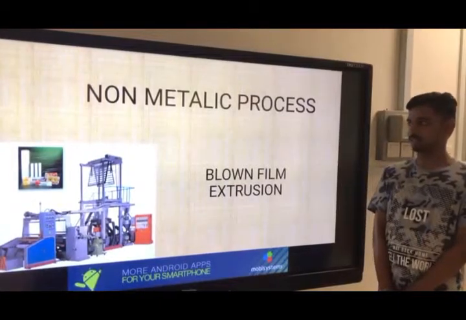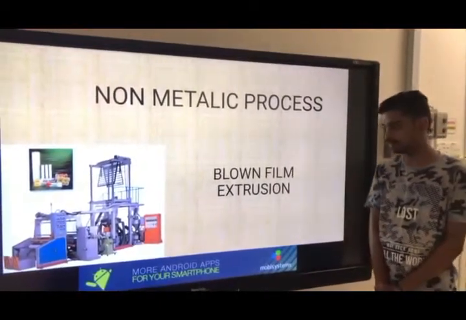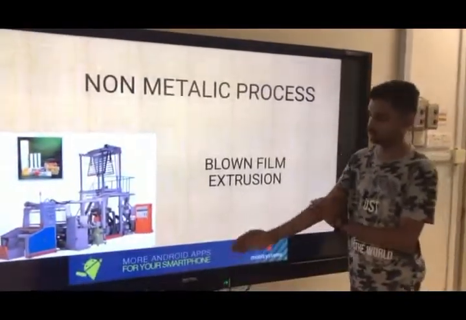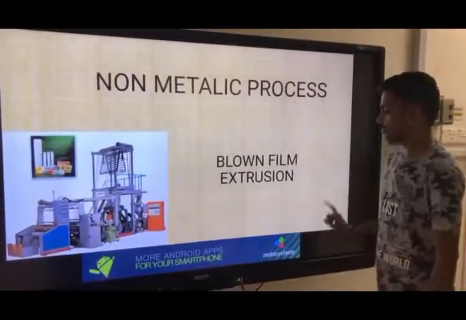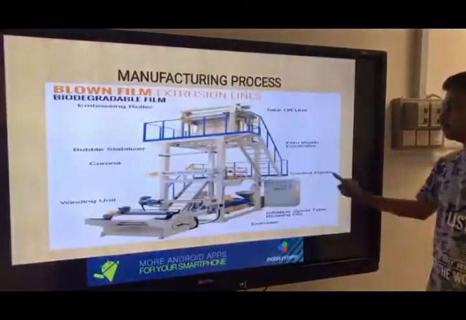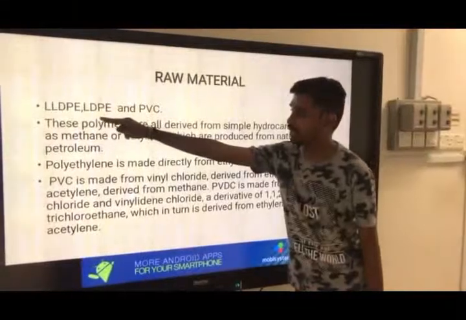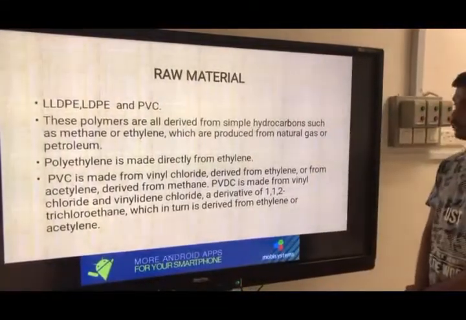Okay, I'm Hagilan. Today I'm going to explain the non-metallic process for plastic film. We have chosen blown film extrusion. This is a conventional blown film extrusion machine. Let's focus on what raw materials we can use with this machine. We are focusing on LLDPE, that means linear low density polyethylene, and low density polyethylene.